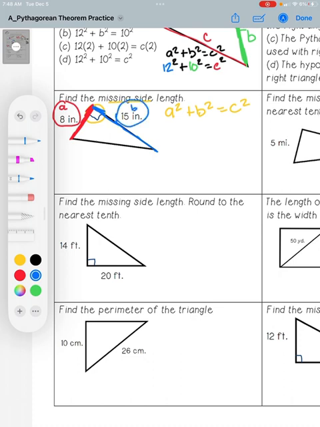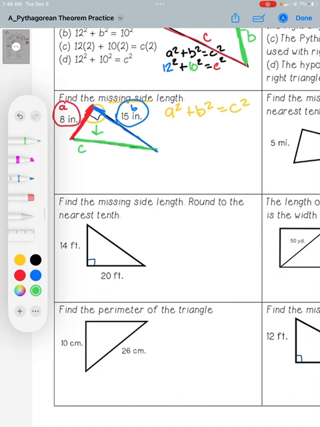Now I'm just filling in what I do know, because that third side is missing, right? This side is missing. I don't know what it is. It's across from the right angle, so it does not touch the right angle. It only sees the right angle, meaning it's the hypotenuse.